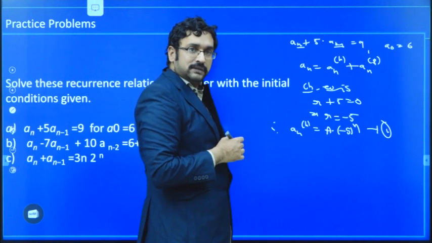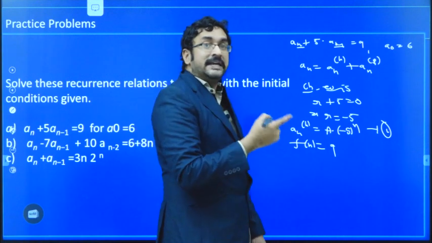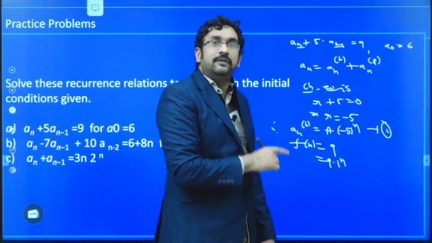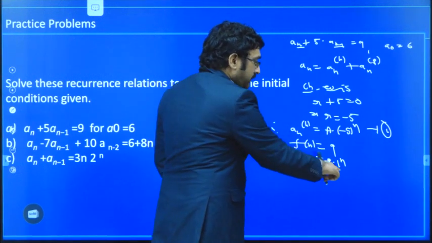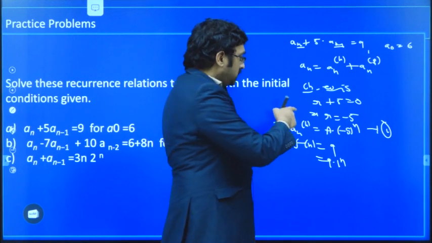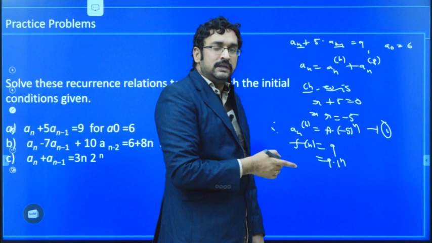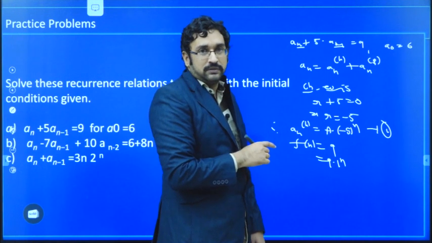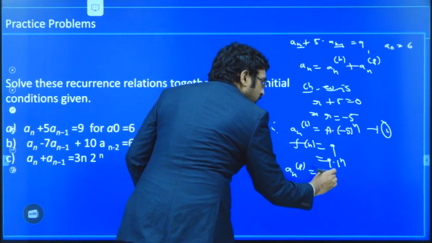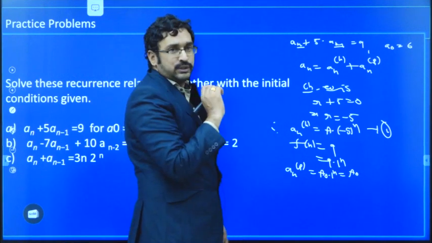Next, we have to compute the particular solution. So take f of n equal to 9. We can write 9 as 9 into 1 power n. That means it is in the form alpha into beta power n. What is beta here? 1. Is beta any characteristic root of the homogeneous part? No. That's why the given equation is in the form alpha into beta power n, and beta is not a characteristic root. So the particular solution will be an power p equal to some constant a naught into 1 power n, which is nothing but a naught. So substitute a naught in the given equation.